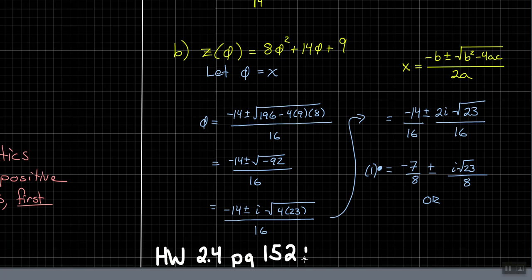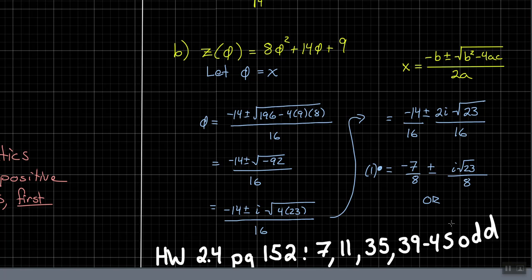I'm going to have you guys wait for one moment before you start because we're just going to do the vocab together. But I want you to do numbers 7, 11, 35, 39 through 45 odd. Yep, super regretting it because I'm going to have to. And then let's say 55 and 69. 55, 69.